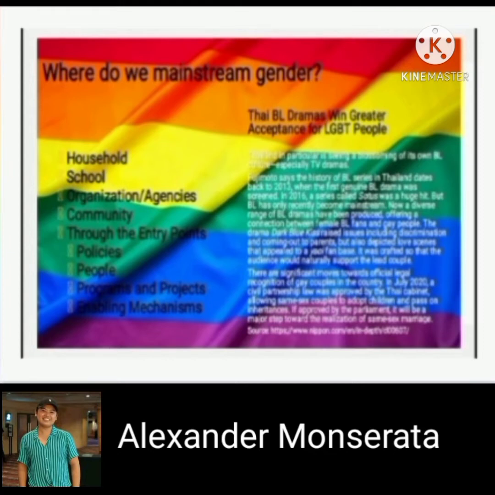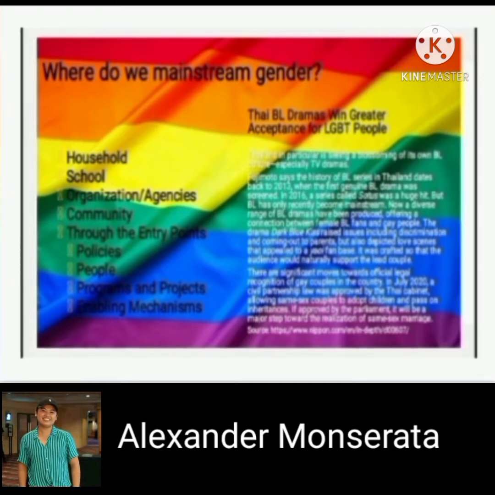And on the side, on the research that I conducted, Thai BL dramas win greater acceptance for LGBT people. Thailand in particular is seeing a blossoming of its own BL culture, especially in TV dramas. Fujimoto says the history of BL series in Thailand dates back to 2013 when the first genuine BL drama was screened. In 2016, a series called Sotus was a huge hit, but BL has only recently become mainstream. Now, a diverse range of BL dramas have been produced, offering a connection between female BL fans and gay people.